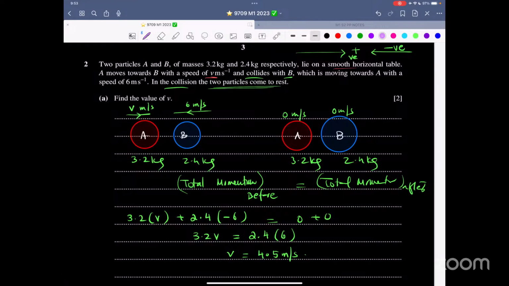It says two particles A and B of mass 3.2 and 2.4 kg. Naturally, the masses should be in kg. The speed should be in meter per second. If, for example, they forgot to give in kg and give it in grams, make sure that you change it. They lie on a smooth horizontal table. A moves towards B with a speed of V and collides with B, which is moving towards A. Now, this is not at rest. This is moving towards each other. So if you consider this direction to be positive, the other direction will be taken as negative. In the collision, the two particles come to rest. Find the value of V.